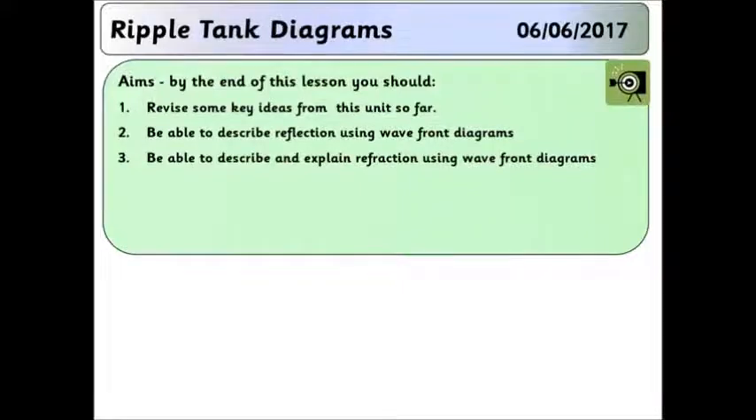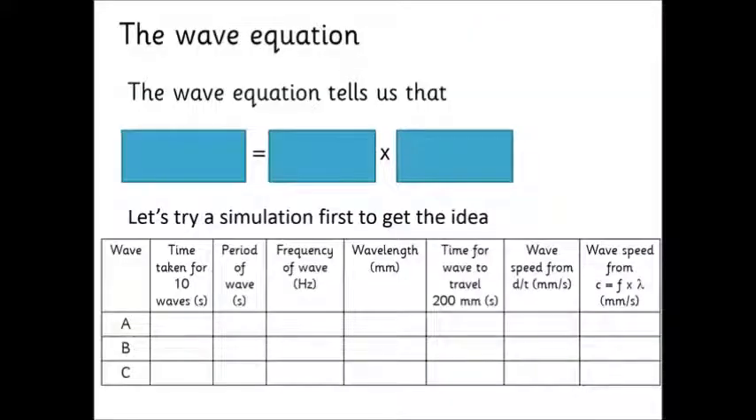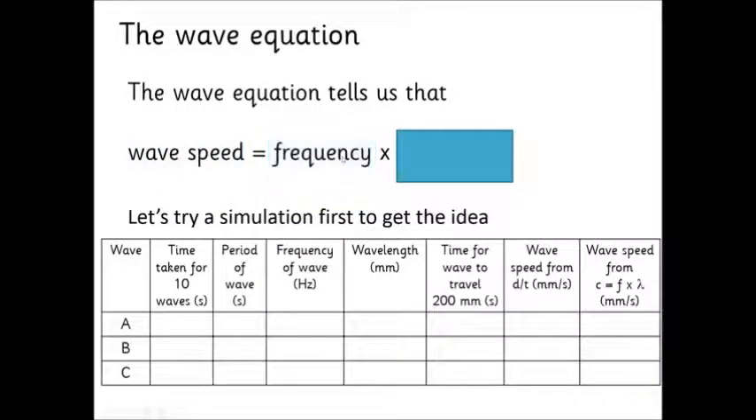But first, just a little bit of quick revision about the wave equation. We know that for a wave, to calculate the speed of the wave, you have to multiply the frequency, measured in hertz, by the wavelength, measured in either meters or any other unit of length. Today we're actually going to look at it in terms of millimeters.